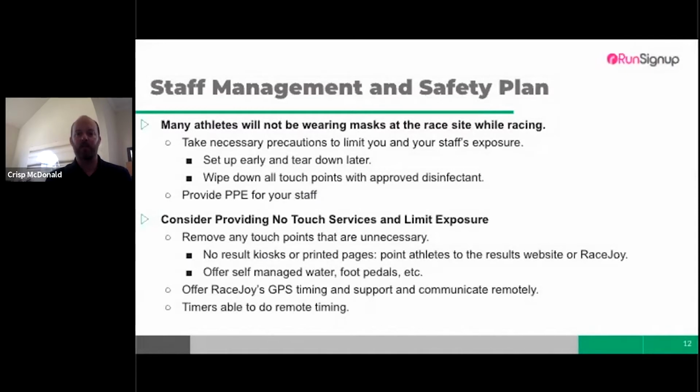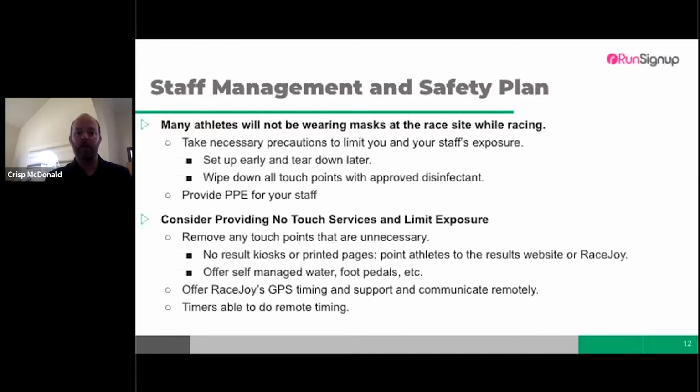A lot of the athletes, once they start racing on site, might not be wearing masks. And so just make sure you're taking precautions to limit staff exposure and your own exposure. Suggestions like getting there early, and I know it's not exciting to hear, I need to wake up earlier, but there's just going to be some baby steps to getting back into the racing experience. And so showing up to the race site earlier while nobody's there and getting set up if possible, tearing down after while nobody's there, again, just limiting the number of people that are around while you're out working.